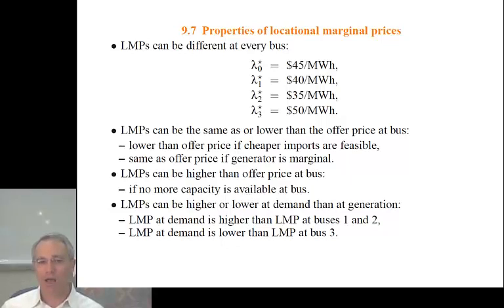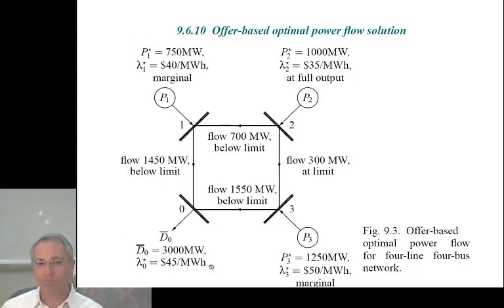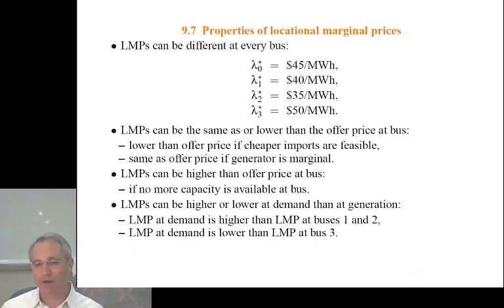The LMPs can be higher or lower at the demand bus compared to a generator bus. The LMP at the demand is higher than the LMPs at buses 1 and 2, and this is a typical case. But it's also possible for the LMP at the demand bus to be lower than the LMP at a generator bus. For example, it's lower than the LMP of $50 a megawatt hour at bus 3. Notice that the demand LMP of $45 per megawatt hour is lower than the generator LMP of $50 a megawatt hour.